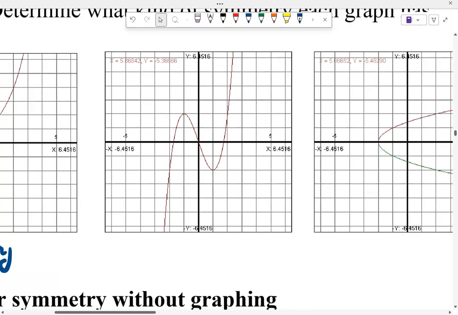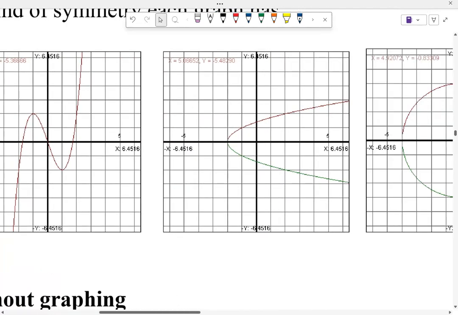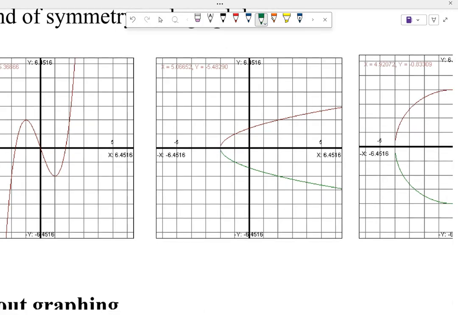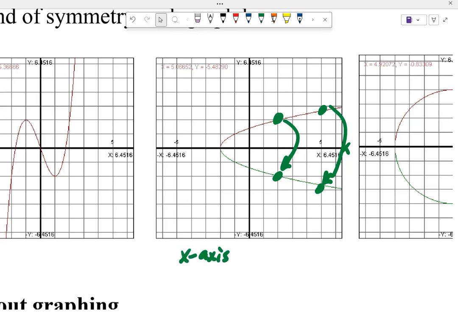Let's look at this next one. Actually, I'm going to skip this one for a minute. Let's look at this third one right here. This one, hopefully you can see, is symmetric with respect to the x-axis, because that point flips around and is right there every time. So this has x-axis symmetry.